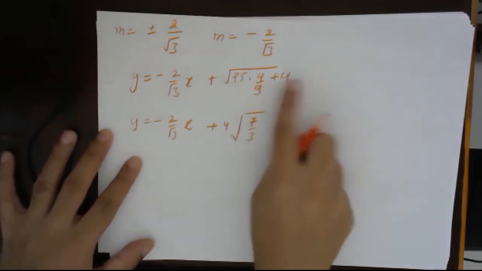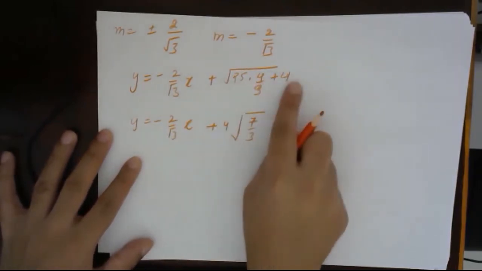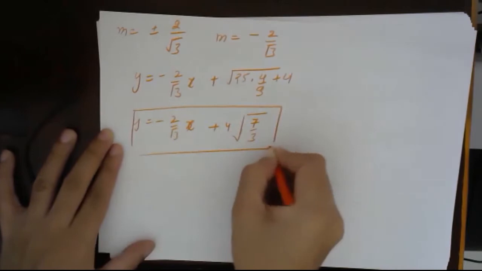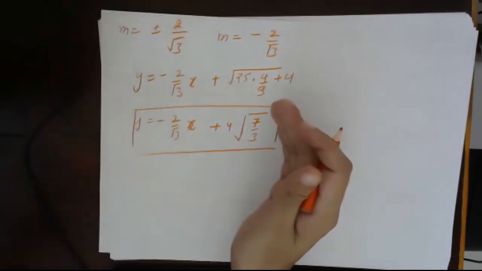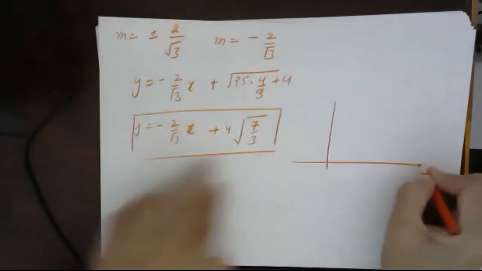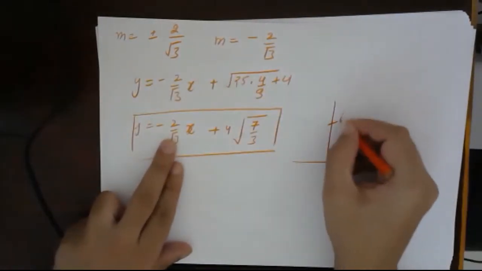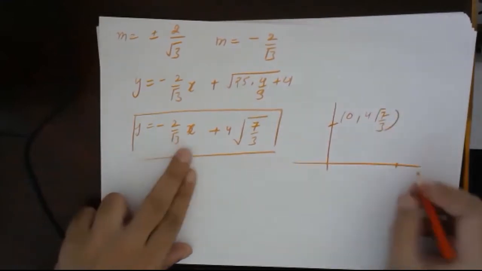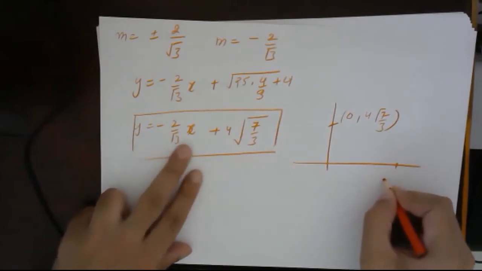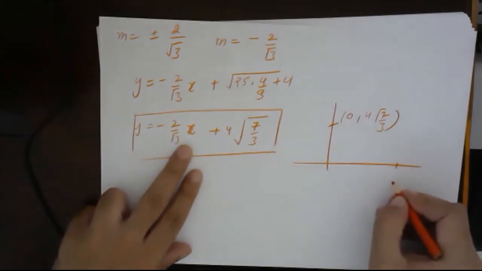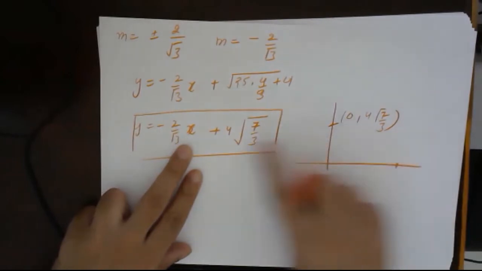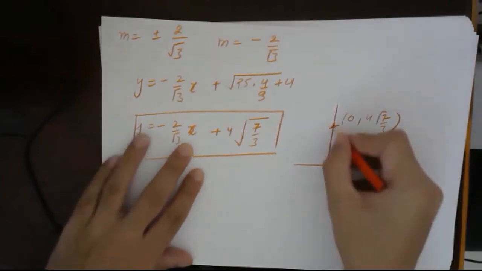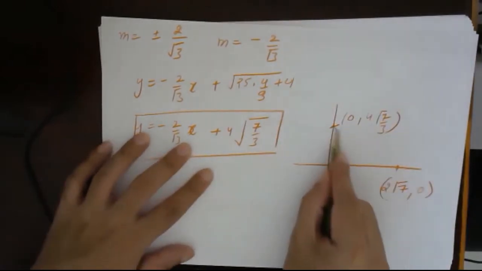After solving, 3 fours are 12, so 100 plus 12 is 112. So this is the equation of the common tangent. Now, if you have the common tangent, you can find the intercepts. The y-intercept will be 0, 4 root 7 by 3, and the x-intercept will be 2 root 7, 0. So you can find this distance also.